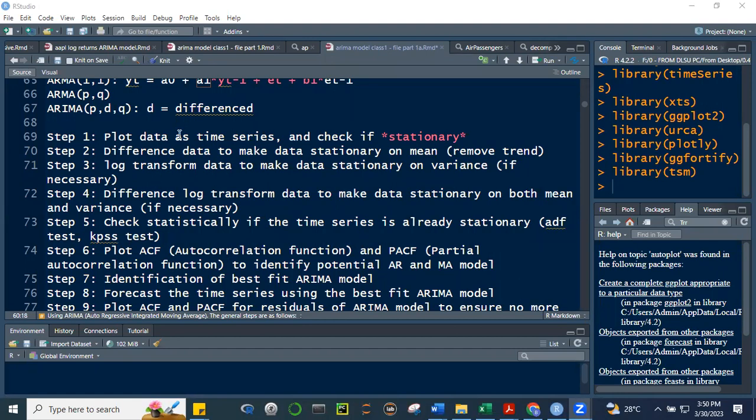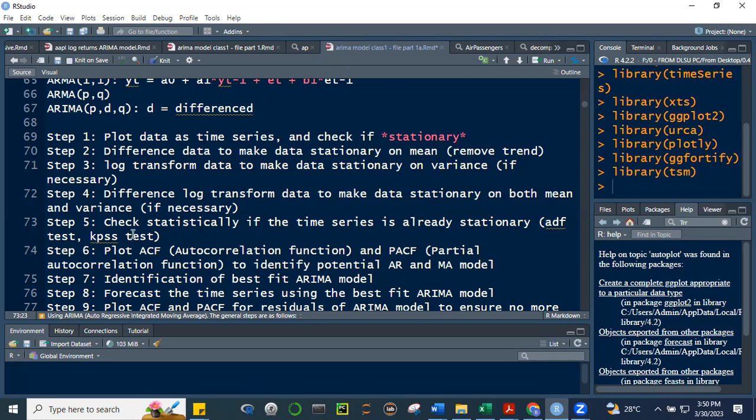Okay, once we have generated this new data, of course, you have to plot it and check if it's already stationary. There are different tests to check for stationary data. You have the augmented Dickey-Fuller test and the KPSS test. The name is quite difficult to pronounce. All right, so these are two examples of tests, and we're going to do that to see if our data is already stationary.